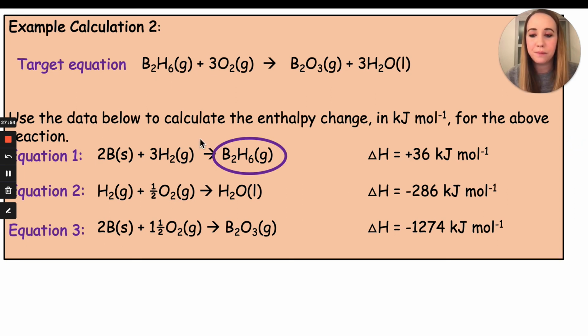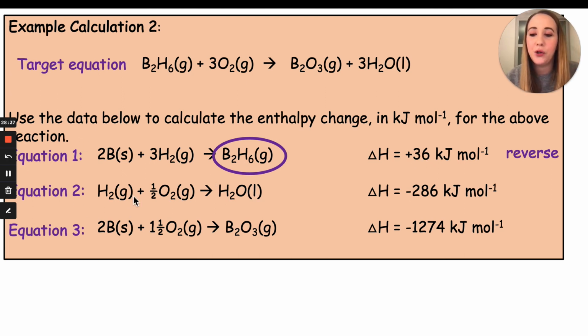Okay, so having a look at equation 1, boron and hydrogen don't appear in our target equation. So what we're interested in for equation 1 is the B2H6 on the product side of equation 1. But in our target equation, this is on the left-hand side, the reactant side. We've got the right number of moles because we only need 1 mole of it, but it's on the wrong side. So we're going to have to reverse equation 1 to put that on the correct side. And we'll do the same thing with the delta H. So this is going to become minus 36.